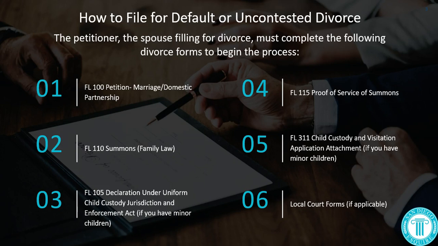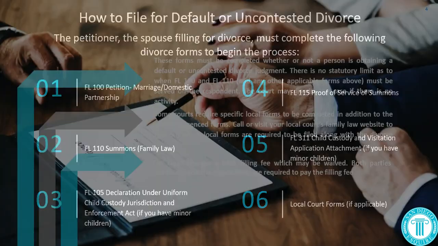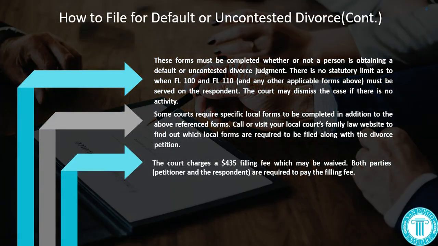There is a checklist that was emailed to you. Please use that checklist as you're completing the forms throughout this course to make sure you don't miss anything. If you miss a form or you don't submit the correct form, the clerk will return your documents to you and request that you do so before processing your documents. Those forms, like I said, must be completed whether or not you're obtaining a default or uncontested divorce judgment.